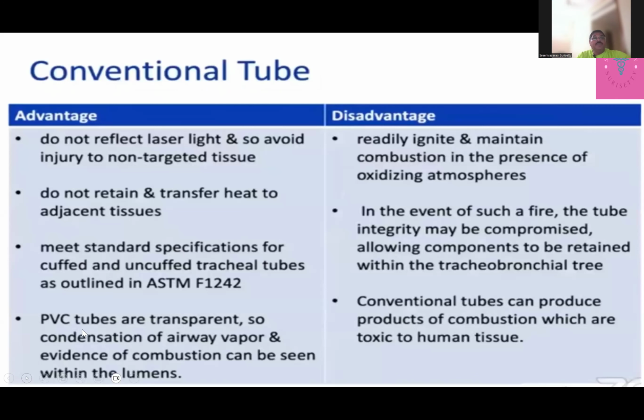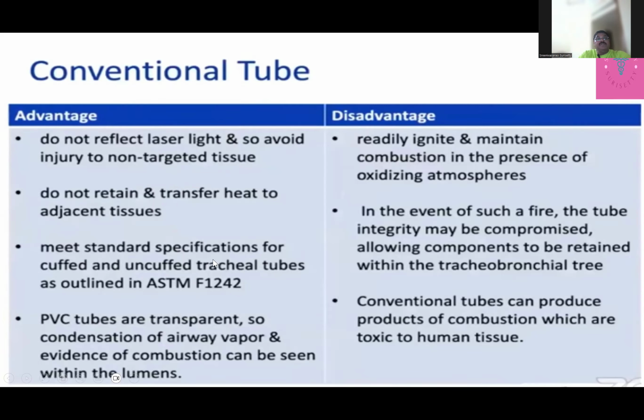So conventional tubes, what are the advantages? They do not reflect the laser light, so they avoid injury to non-target tissue. These conventional tubes do not retain and transfer heat to adjacent tissues. They meet standard specifications for cuffed and uncuffed tracheal tubes as outlined by ASTM F1242. The PVC tubes are transparent, so condensation of airway vapor and evidence of combustion can be seen within the lumen.